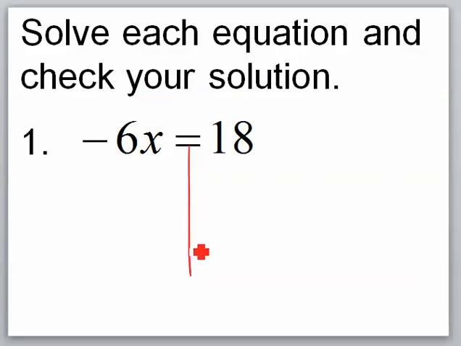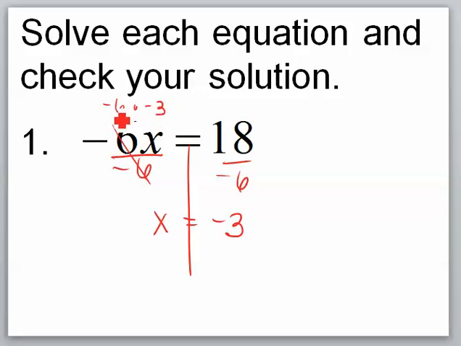We're going to always draw that line down the equal sign, and then we'll divide on both sides. So when you divide, you're trying to create a 1. Negative 6 divided by negative 6 is a 1x, and so we get x by itself. 18 divided by negative 6 is a negative 3. You can still check your solutions by plugging in your answers. Negative 6 times negative 3 is a positive 18, and you know it works.